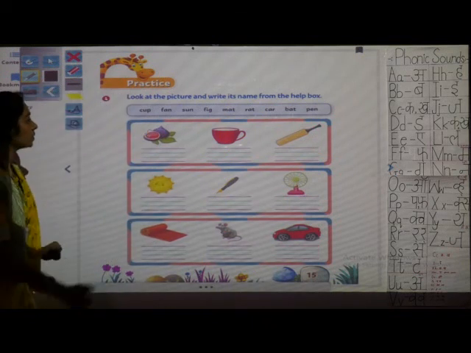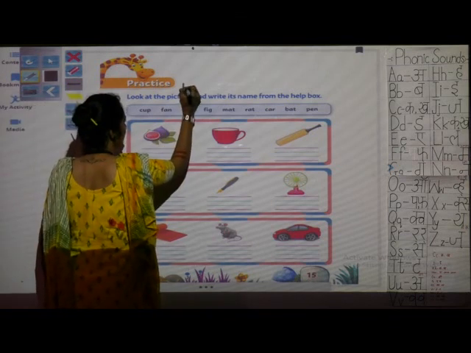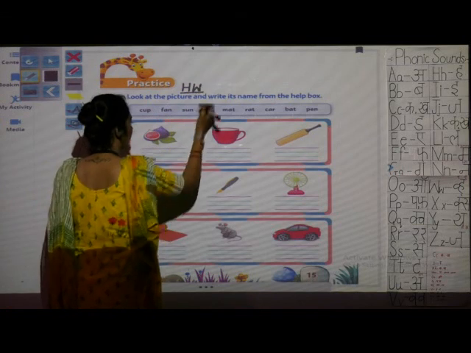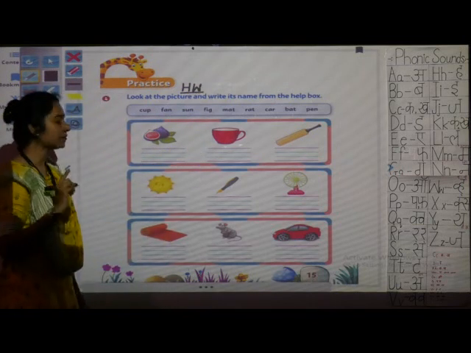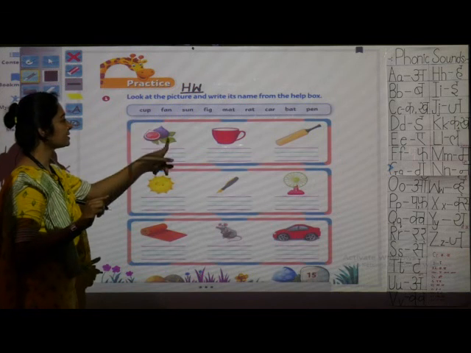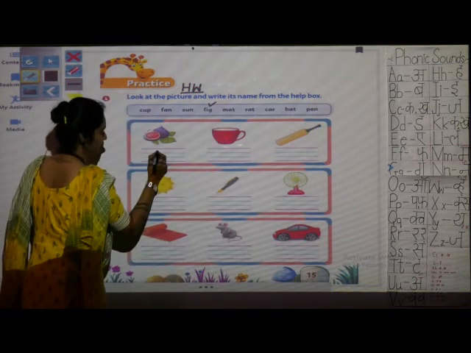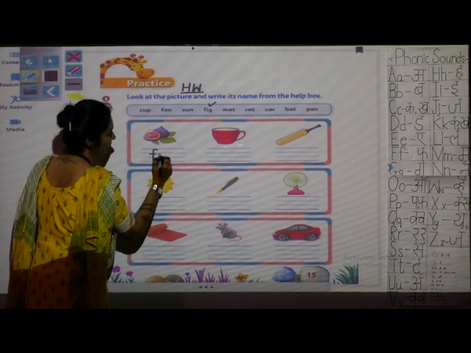Okay, children. So write here. This will be your homework. Okay, and while writing the spelling you have to say and write. Like example, now which picture is this? This is a fig. F-I-G, fig. Give one mark below that spelling.